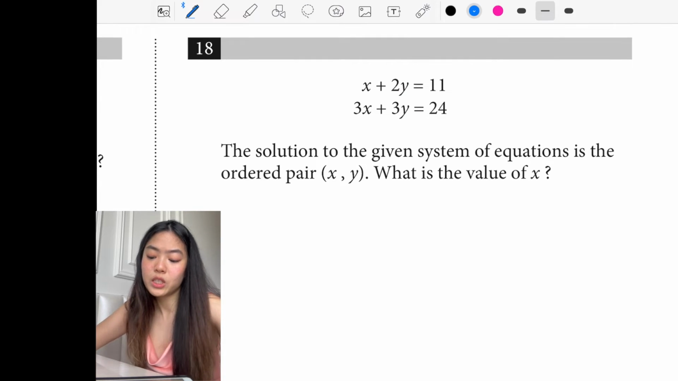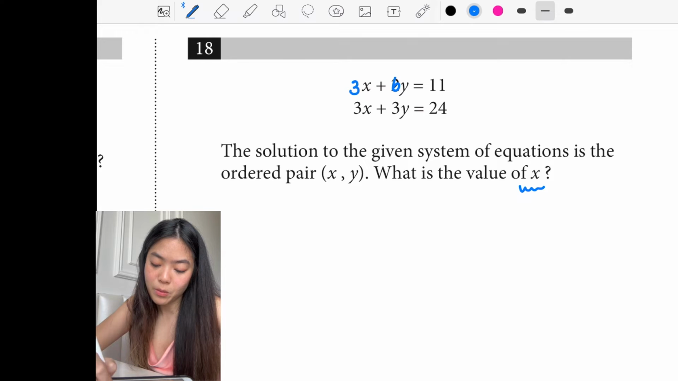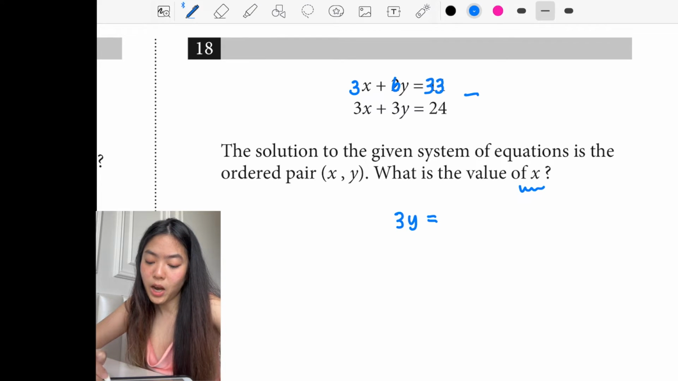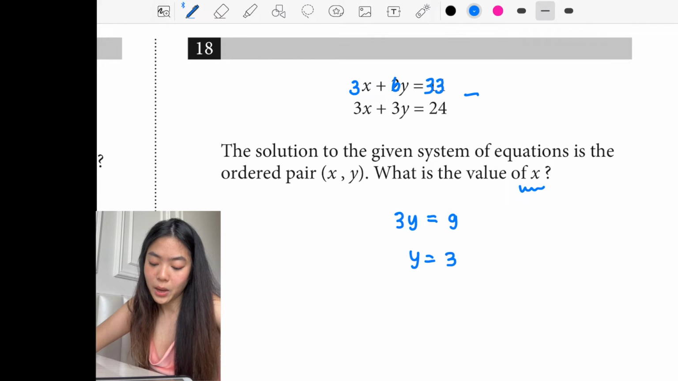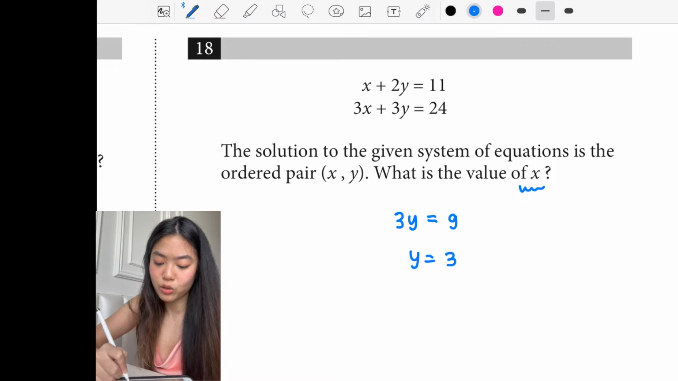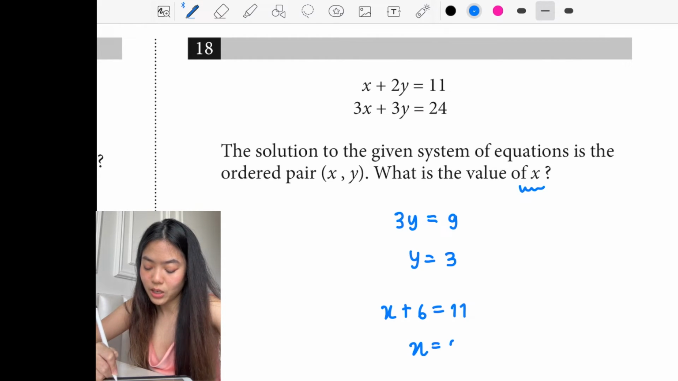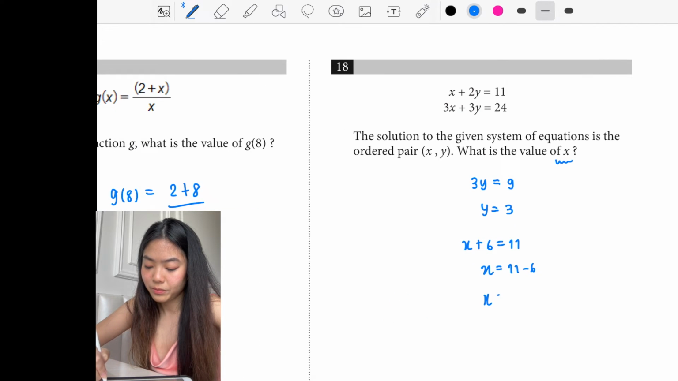18. The solution of the given system of equations is the ordered pair (x, y). What is the value of x? Okay, so from here I would multiply every single term in the first equation by 3, and then I will subtract the equations. So I would have 3y equal to 9, then y is equal to 3, but we want to find x, so I will substitute y equal to 3 into the equation. So it's going to be x plus 6 equal to 11, then x is equal to 11 minus 6, which is 5.